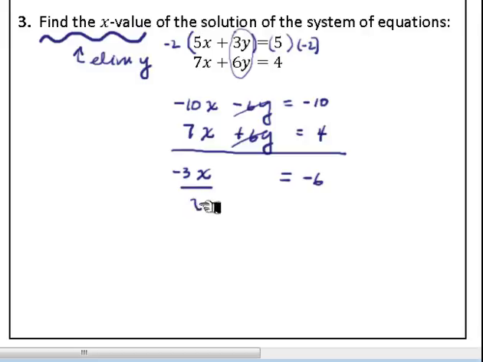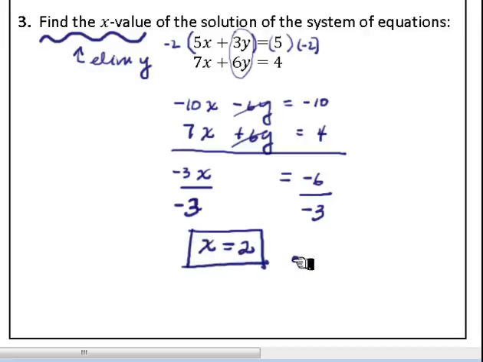And now we'll just divide by negative 3. And we get that x is equal to 2. And we'll stop there because we're only asked to find the x value.